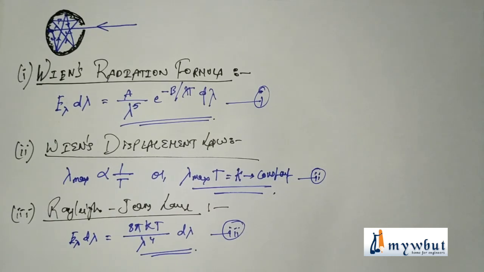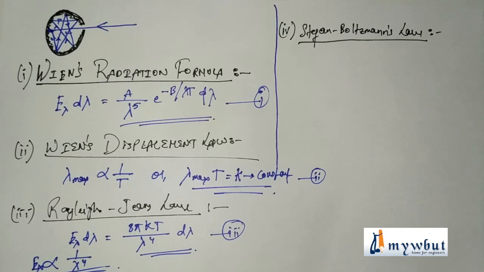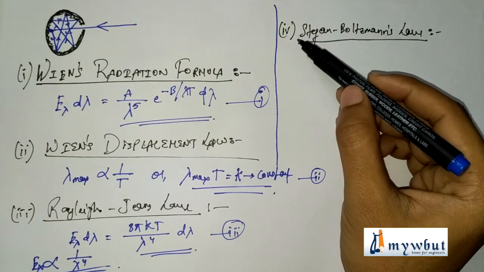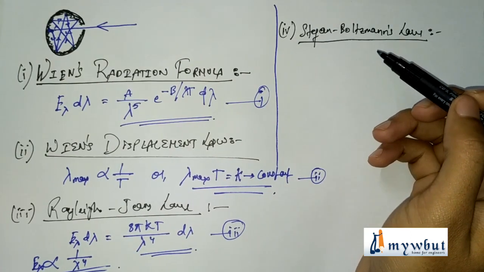This was all about Rayleigh-Jeans law. So it states that the energy density E lambda of a black body is proportional, that is we can say that E lambda is proportional to 1 by lambda to the power 4. So this is the conclusion for Rayleigh-Jeans law. Now we'll move on to the next law, that is the fourth law, that is Stefan-Boltzmann law.